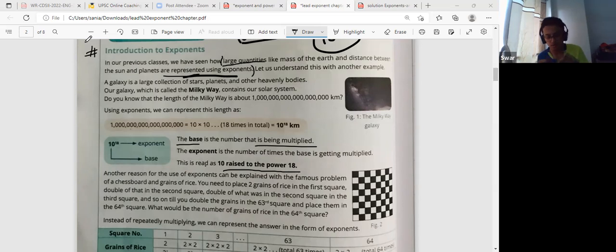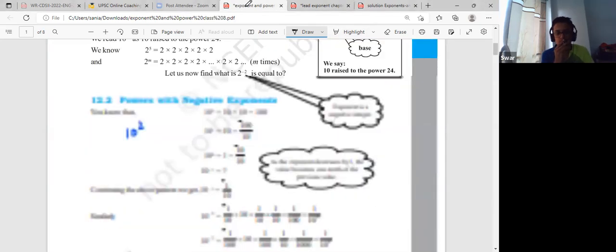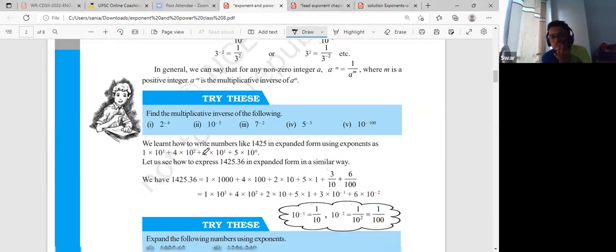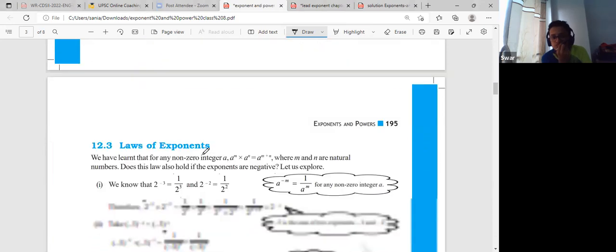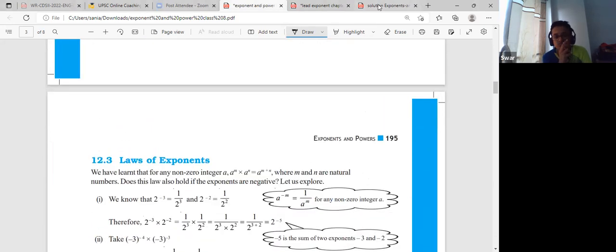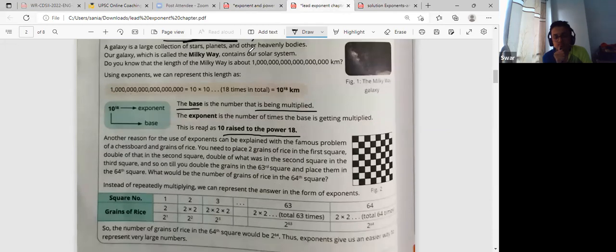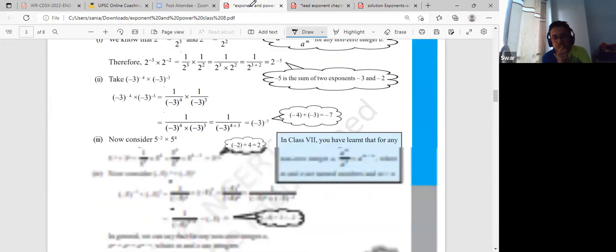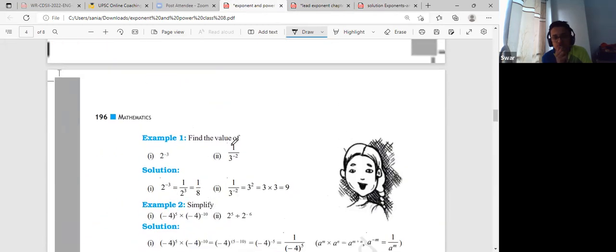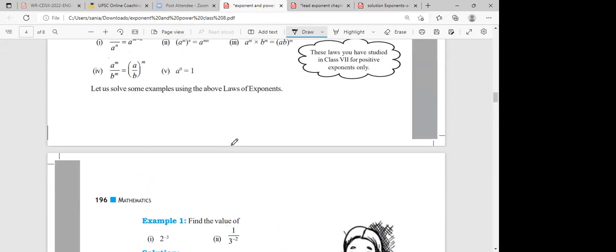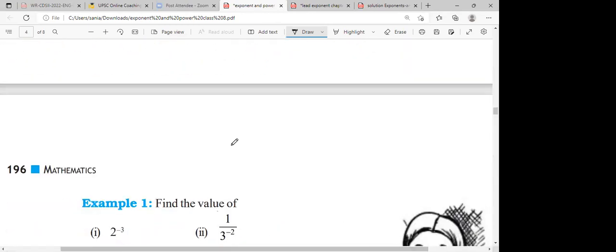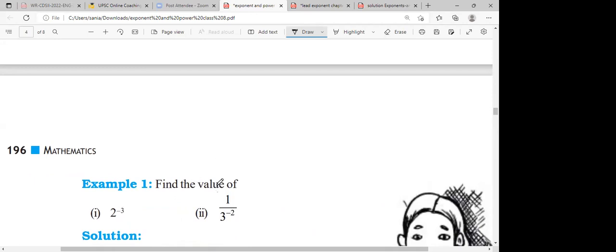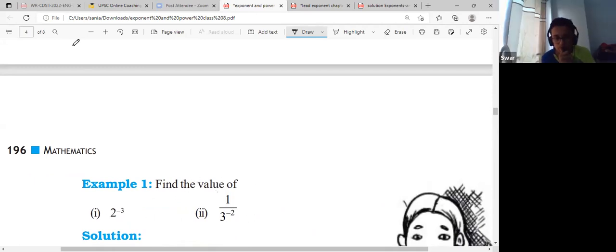Okay. You can see this example, Swar. Wait. This example one. Find the value of. Quickly do it.